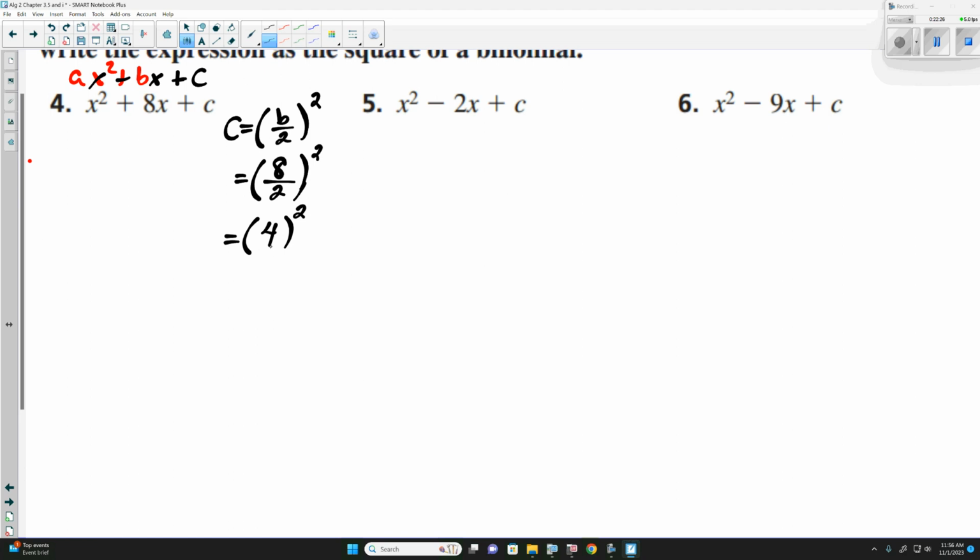Now I can plug 4 squared in the calculator, and 4 squared would be 16. Now when we plug it back in, we get that our perfect square trinomial is x squared plus 8x plus 16. Now as our set of parentheses squared, x, it will always just be x. We won't have a number in front of it.